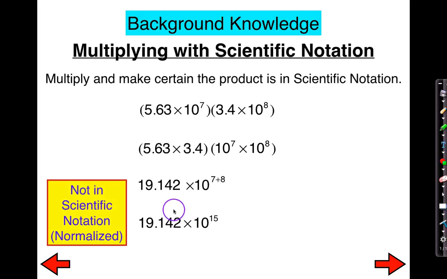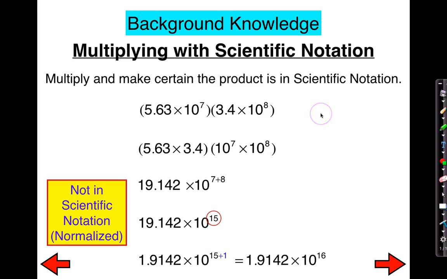So in a case like this, we would have to say, okay, we're making this smaller, so we're going to multiply by 10 to the negative first, and we have to multiply this by 10 to the positive first to balance things out, because 10 to the negative first times 10 to the positive first is 10 to the 0, and anything to the 0 power is just 1. And multiplying anything by 1 doesn't change the value at all, so it's okay. So our final answer would have been 1.9142 times 10 to the 16th power.